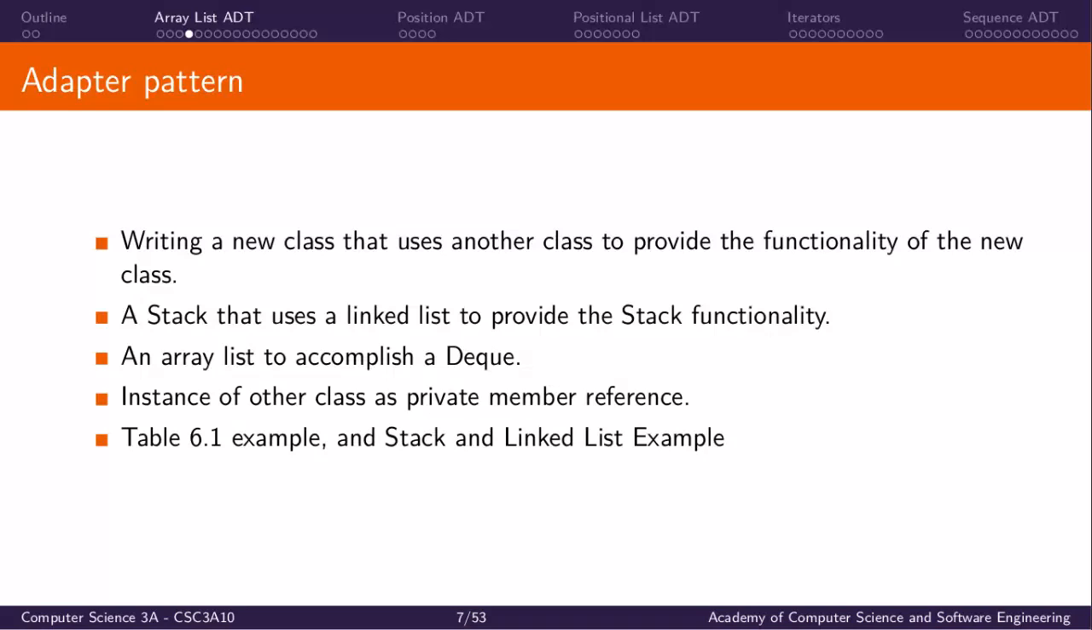So if you had already implemented one of these ADTs that we discussed, so let's say you implemented the most general one, a list, we could use that list to provide the functionality of a queue, a stack, or a deck. What we'd do is we'd create a private instance of that list and only allow the behavior of the new ADT that we're trying to implement.